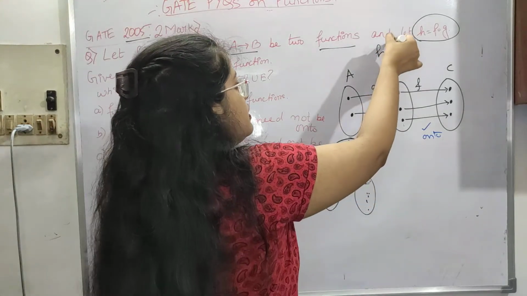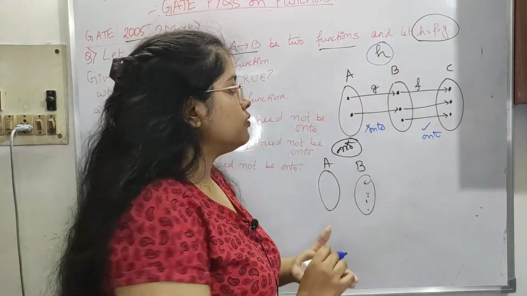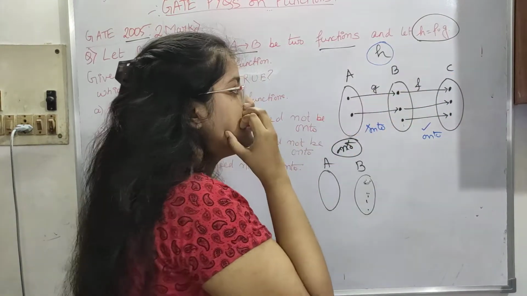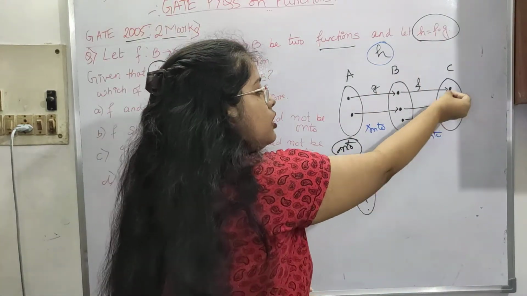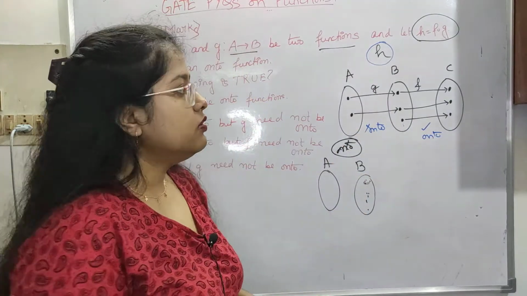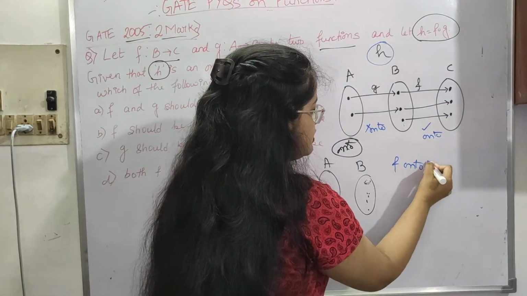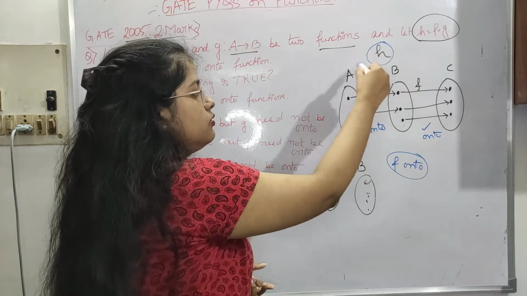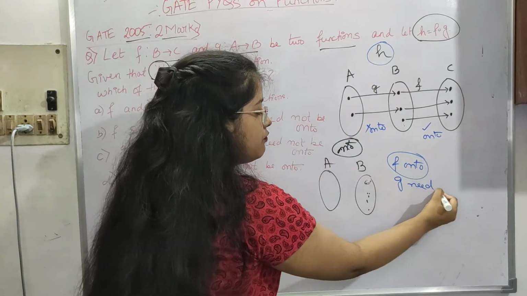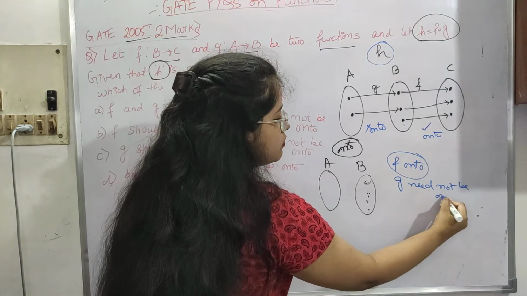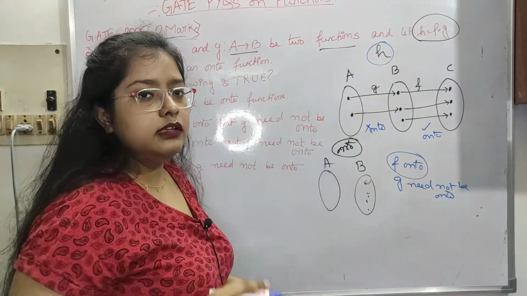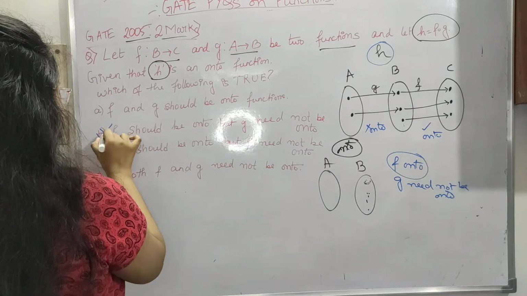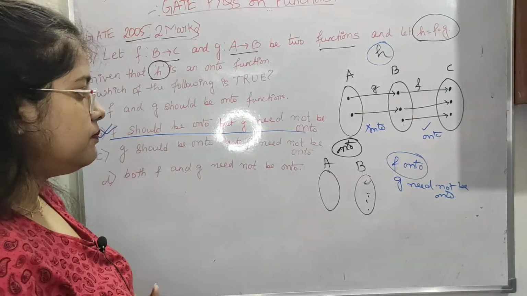So if H has to be onto, all these elements have to have an image in this part, because if the whole thing has to be onto, the right portion will have a pre-image in this B. So F always has to be onto. From this diagram we can say that F has to be onto always, but here is a counter example: G need not be onto. It can be onto obviously, but need not be. So the whole thing stands as H is onto. So our option should be F should be onto but G need not be onto. So option B is our correct option.